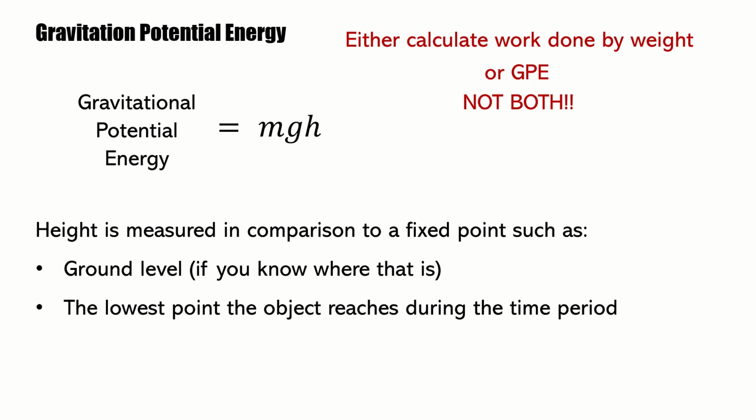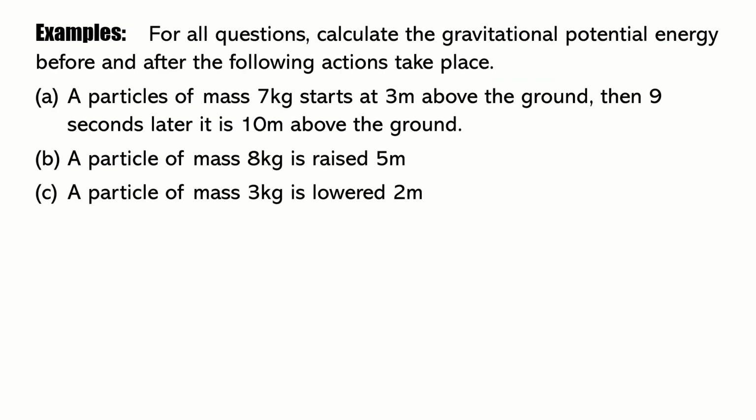And now, with that very important disclaimer out of the way, let's finish off the video by doing three very quick examples for GPE calculations. For each of these questions, we're going to calculate the GPE both before and after the following actions take place. So for part A, we're going to start by working out the GPE before, and that could be done based on the fact that m is 7 kilograms, because that's the mass, and we know it starts 3 meters above the ground, so you could interpret the h as 3.